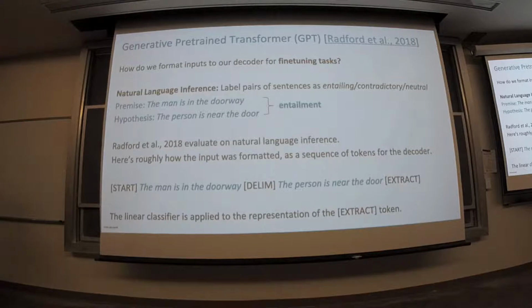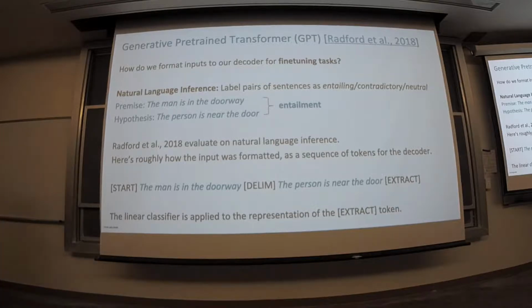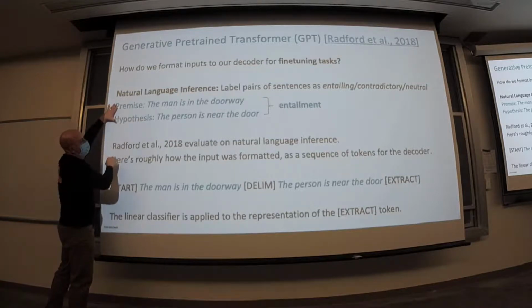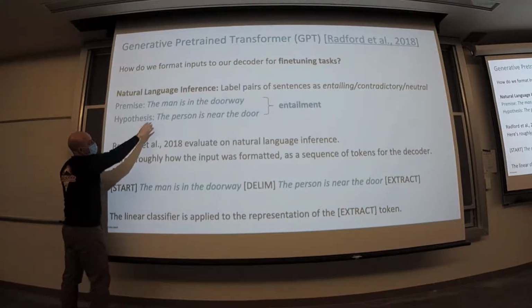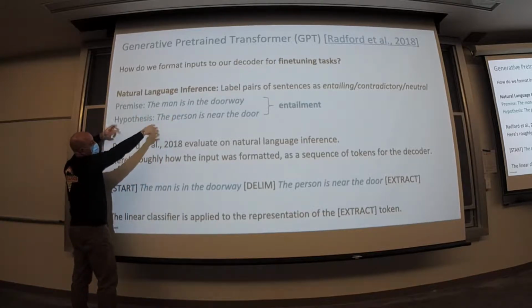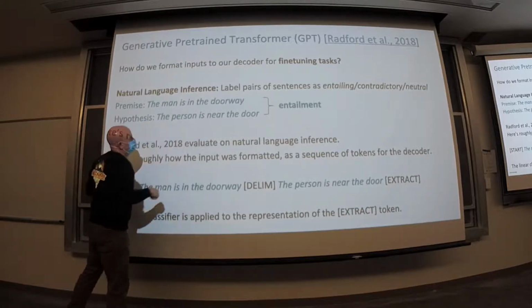One of the really cool things that GPT can be trained to do in a fine-tuning task, after you've trained it to learn to produce the next token, is this task of natural language inference. Remember I mentioned that it's part of the GLUE set of tasks. And this is a really common type of task. So the idea is you're given this premise phrase, it says the man is in the doorway, and then there's this hypothesis that the person is near the door.